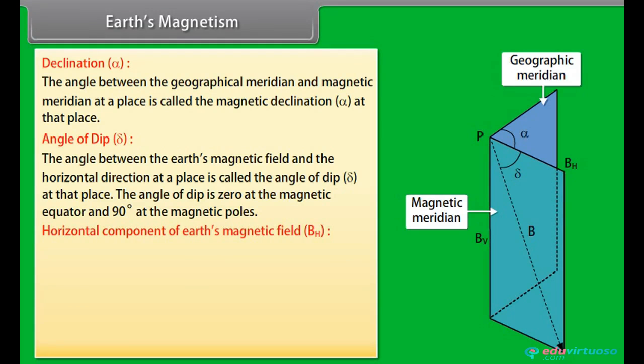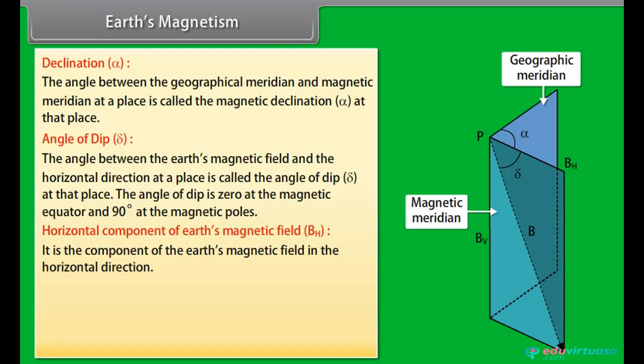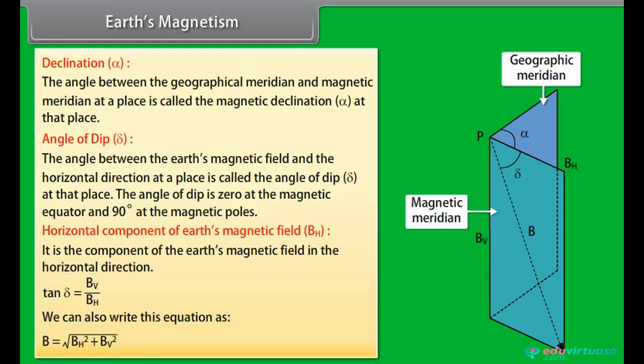Horizontal component of Earth's magnetic field, BH. It is the component of the Earth's magnetic field in the horizontal direction. Tan delta is equal to BV divided by BH. We can also write this equation as B is equal to the square root of BH square plus BV square.